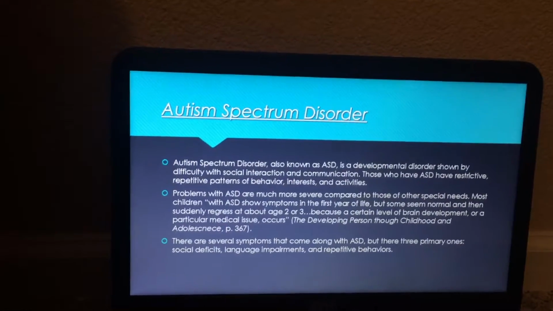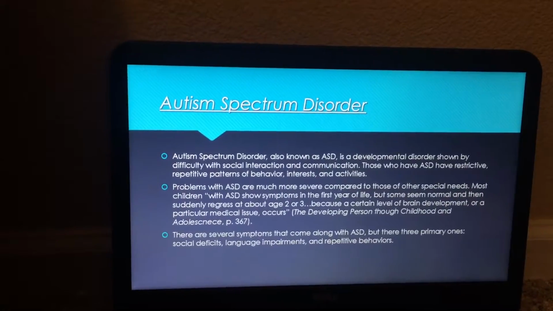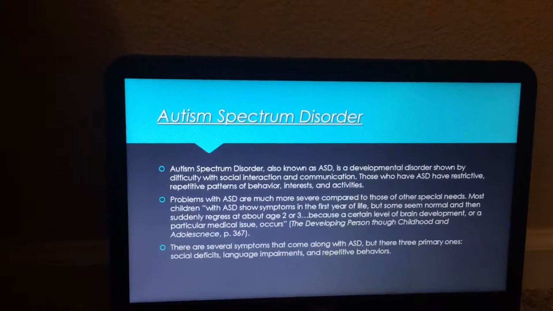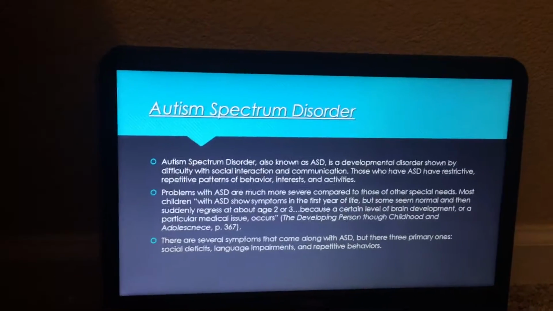Children with ASD show symptoms in the first year of life, but some seem normal and then suddenly regress at about age 2 or 3 because a certain level of brain development or a particular medical issue occurs. And I got that quote from our textbook.